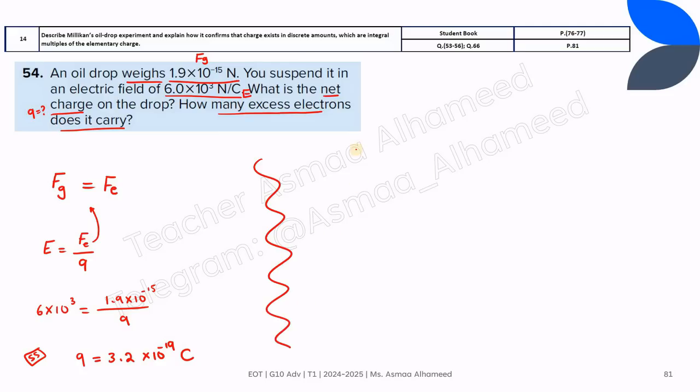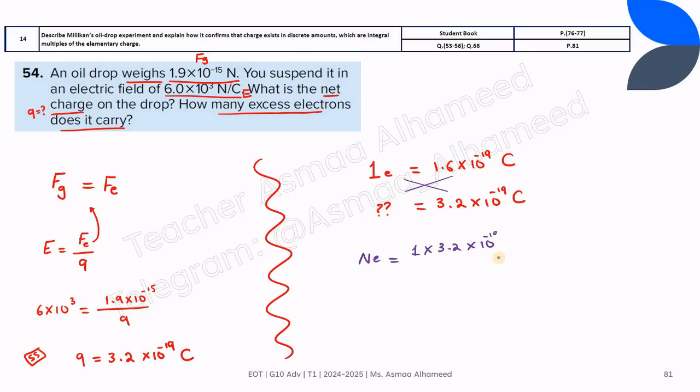Now to the second part, how do I find how many excess electrons? We will say that 1 electron is equal to the charge of 1.6 times 10 to the power minus 19 Coulomb. So what I have is 3.2 times 10 to the power minus 19 Coulomb. How many electrons do I have? I will cross multiply. So here we will say number of electrons will be 1 times 3.2 times 10 to the power minus 19 divided by 1.6 times 10 to the power minus 19.